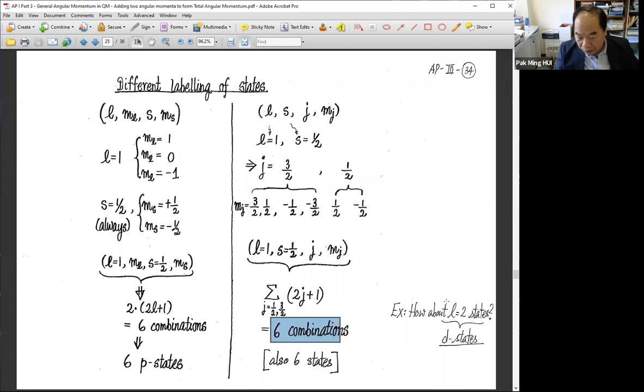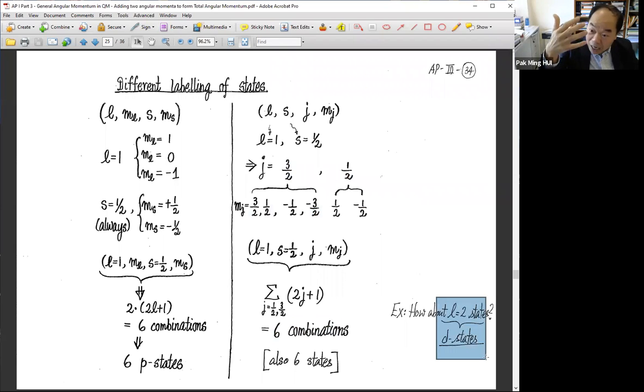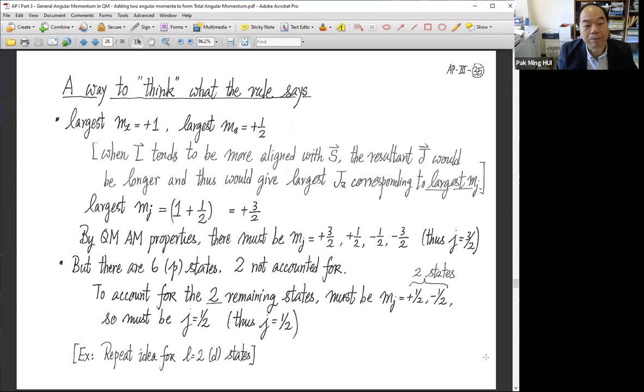An exercise is to think about these states. L is 2, so you will have 2 plus half, 2.5. Then another one is 2 minus half, which is 1.5. So you see how many states there are together? Does it come up with the D states having 10 states if you do the spin and orbital labeling? It does, of course, right?